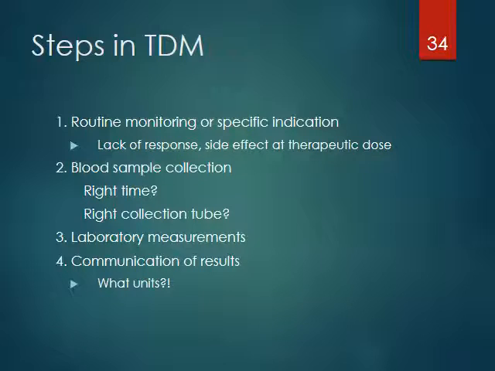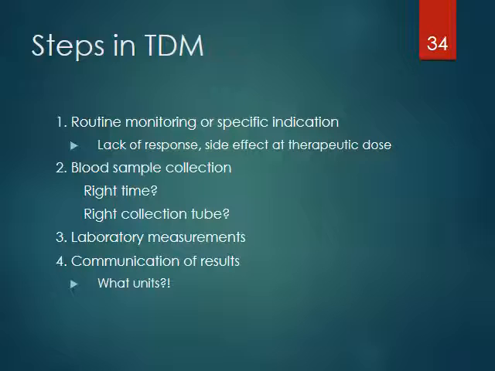So what are the steps in order to perform therapeutic drug monitoring for a patient? So again, one, determine whether you're doing routine monitoring or a specific indication for the level. So again, if they are having a lack of response or a side effect at a therapeutic dose, you need to determine what the reason is you're getting a level. And then next, you're going to do your blood sample collection. So one, make sure we're doing it at the right time. If we're trying to measure a peak level, make sure we're doing it right after the dose is given. Or if we're doing a trough level, make sure it's right before the next dose.